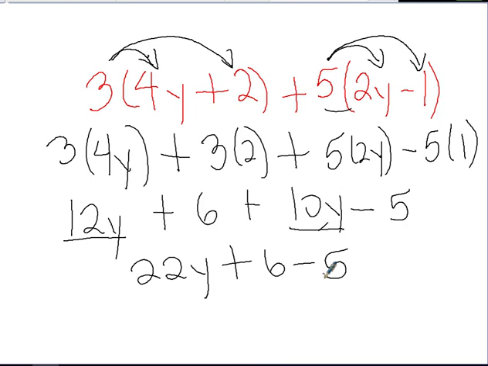Some people combine all the like terms at the same time. I don't recommend that, just to avoid errors. I brought down the plus 6 and the minus 5. Now I can combine the plus 6 and the minus 5. So if I have 6 and I take away 5, that leaves me with 1. And I bring down the 22y. So 22y plus 1. Since 22y and 1 cannot be combined, they don't have the same last name, I have to leave it how it is. So the final answer is 22y plus 1.